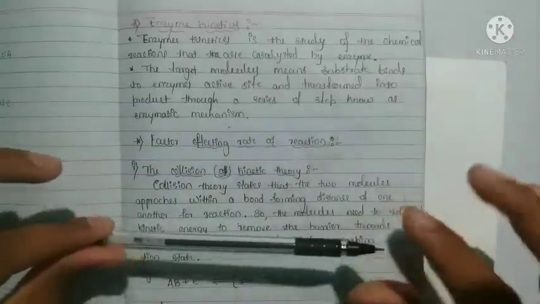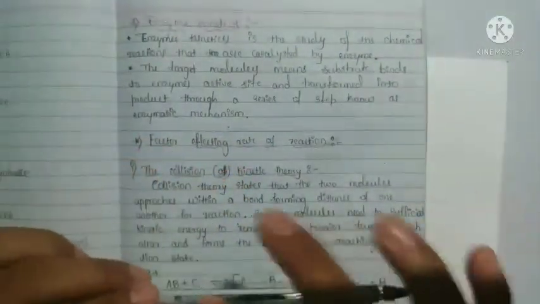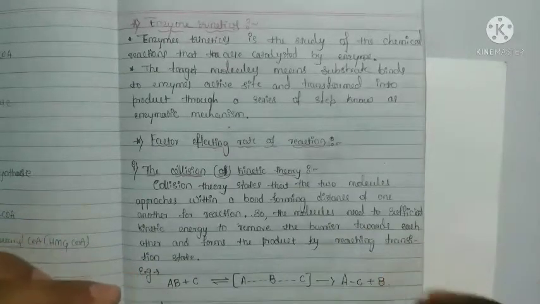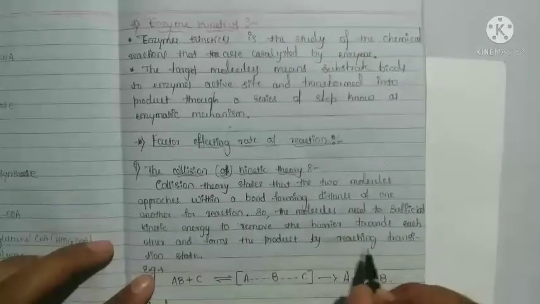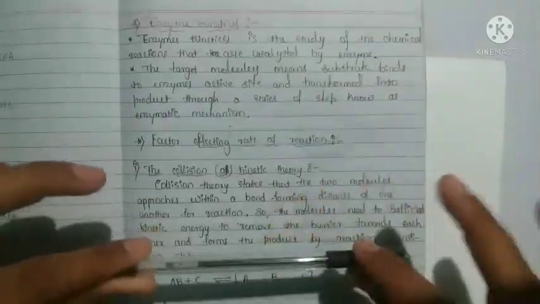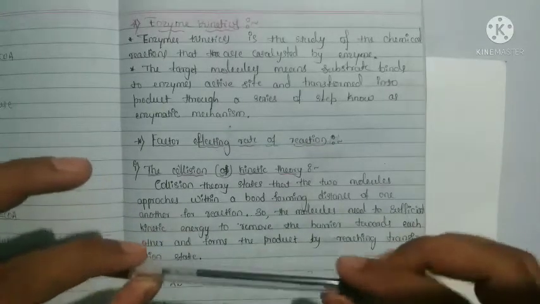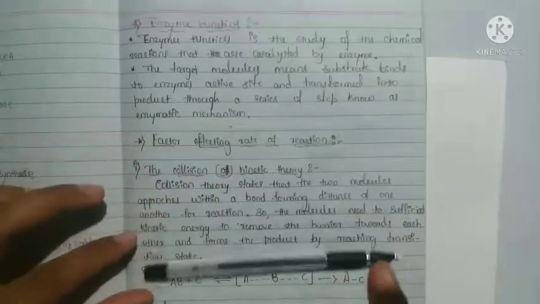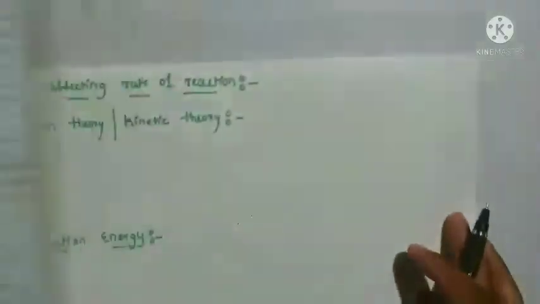One molecule and another molecule approach each other from different distances. The molecules need sufficient kinetic energy to overcome the barrier toward each other and form the product by reaching a transition state. They must have enough energy to break their bond and form a new bond with another molecule. That is called the collision theory. Let us see an example.